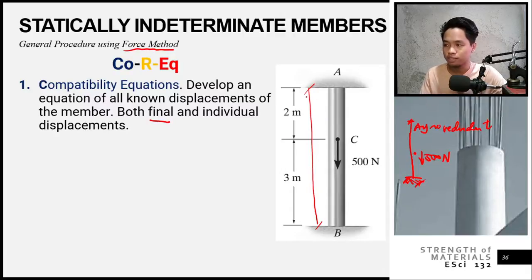So if the effect is still fixed, its displacement of B with respect to A should be the same as 0. Right? That should be 0. Because we have no movement there, that is why it is a fixed support.